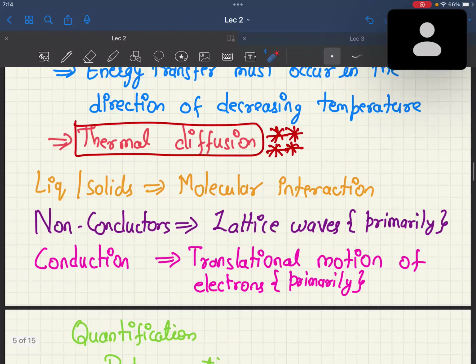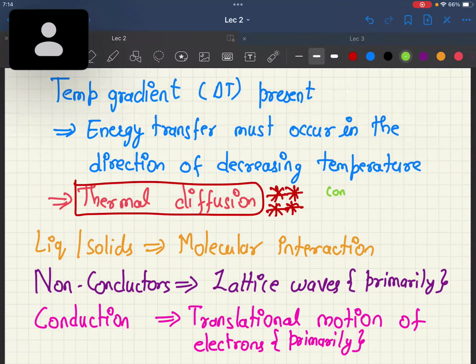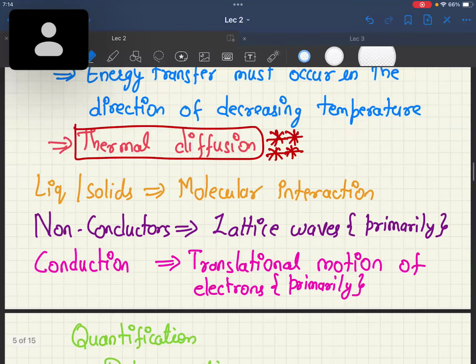So basically what I'm trying to say is conduction or thermal diffusion. Let me write it here.